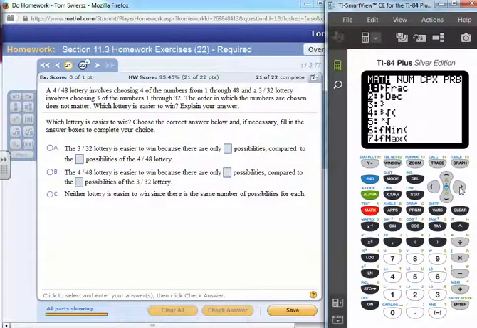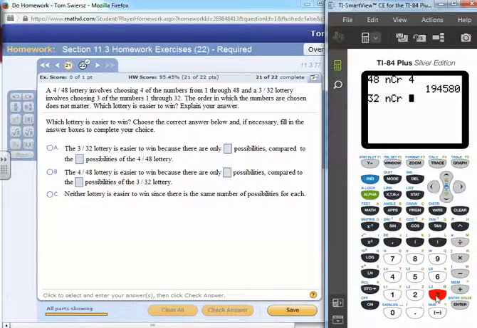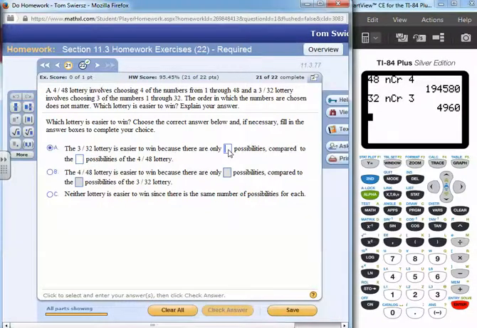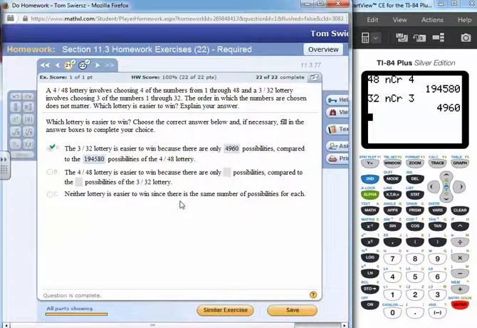For the 32, choosing 3, we have a total of 32 numbers. Math key, over to probability by hitting the right arrow 3 times, choosing nCr, order doesn't matter. This time we're selecting 3 of the numbers for the 32 number lottery. That is 4,960. So definitely the 3-32 lottery is easier to win because there are only 4,960 possibilities compared to the number of possibilities for the 4-48, which was 194,580. And that is the correct answer.